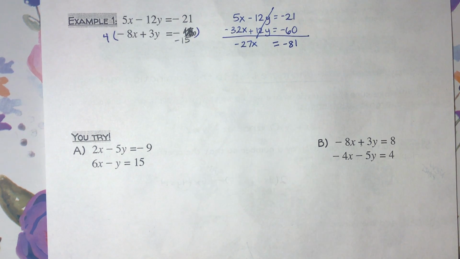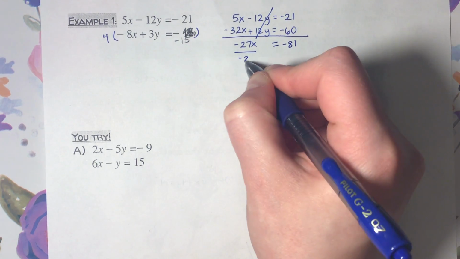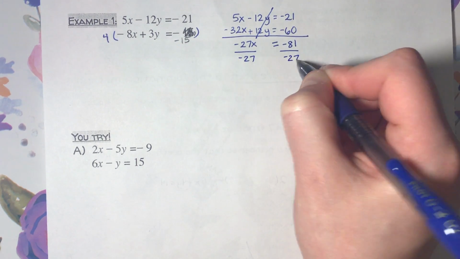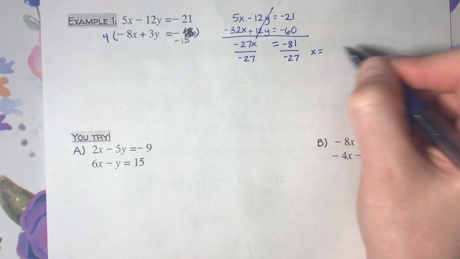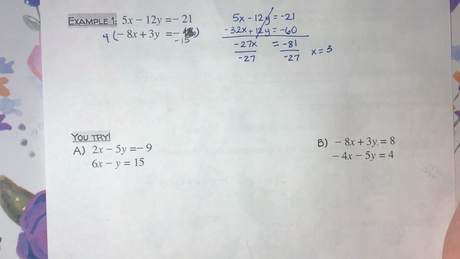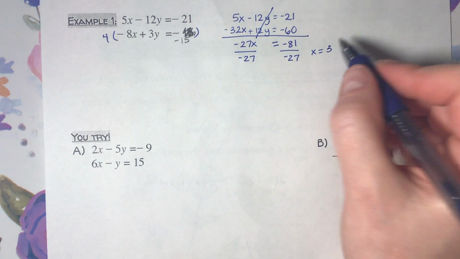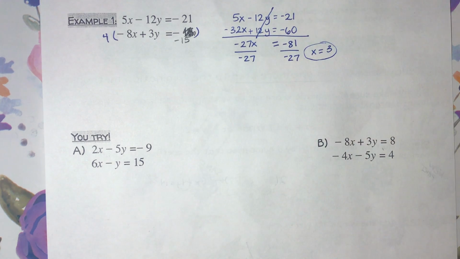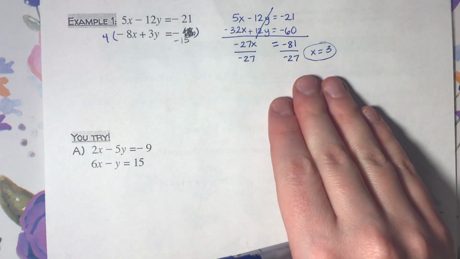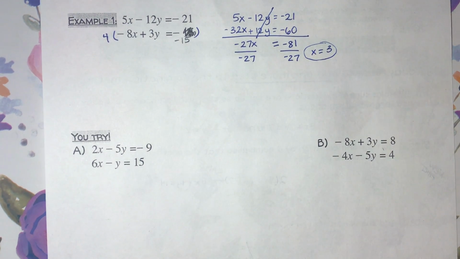I'm continuing to solve. How do I isolate this x? Well, I'm going to divide by negative 27 on both sides. When I do that, I get x is equal to positive 3 because a negative divided by a negative is a positive. And if you were to put this into your calculator, you'd get positive 3. All right, fantastic. I have my first variable, but I need to figure out what y is.